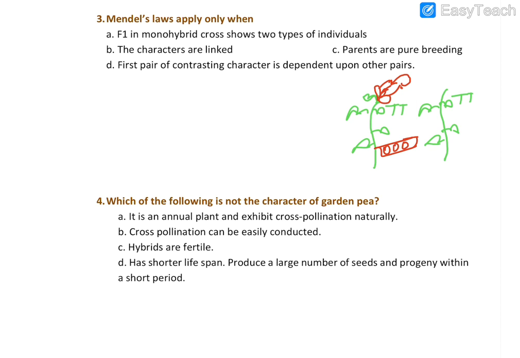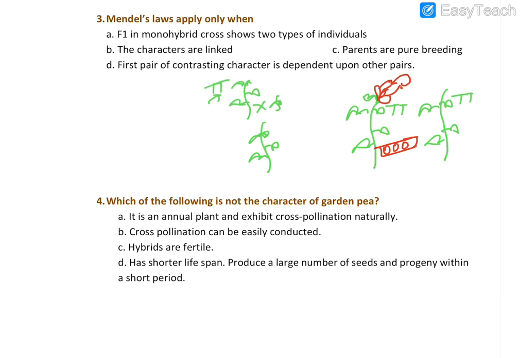You take a dwarf plant, if you allow it to undergo self pollination, even in the next generation, you get a dwarf plant. You take a pea plant containing round seed, if you allow that pea plant to undergo self pollination, even in the next generation, the pea plants will produce the round seed. But when a tall plant and a dwarf plant are allowed for cross pollination, for example, this will be the tall plant and this will be the dwarf plant, in the next generation you get tall plant.